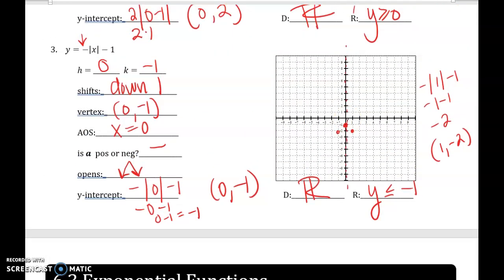Reflect it to get a third. Now let's plug in 2. The opposite of the absolute value of 2 minus 1 is -2 minus 1, which is -3. So this is the point 2, -3. Reflect it to get your 5th point. Now we have 5. Make it look like a V shape. And you did it. Good job.